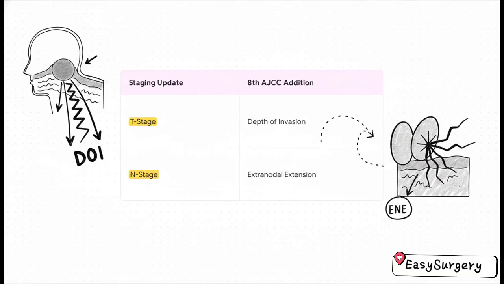Similarly, for the lymph nodes, extranodal extension, or ENE, is a massive independent factor. Listen, if a tumor has broken out of the lymph node capsule and fixed itself to the skin, it automatically bumps the patient up to an N3B disease, regardless of how small the actual node is.